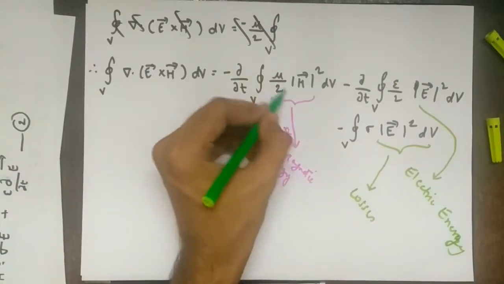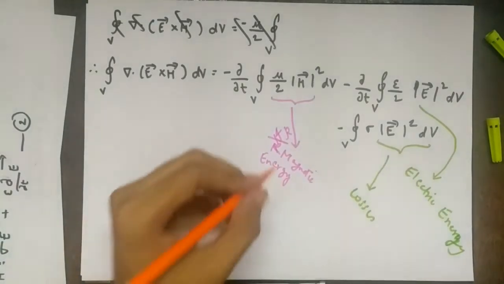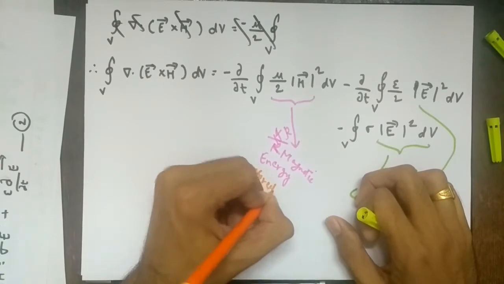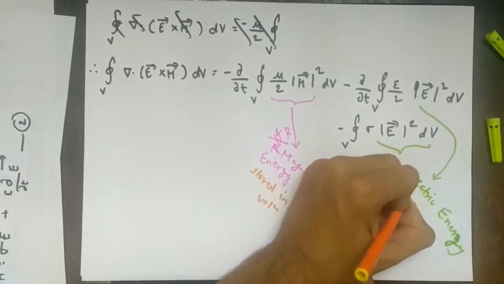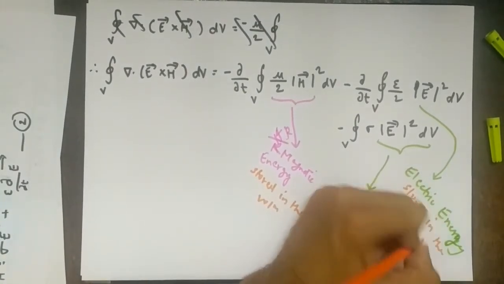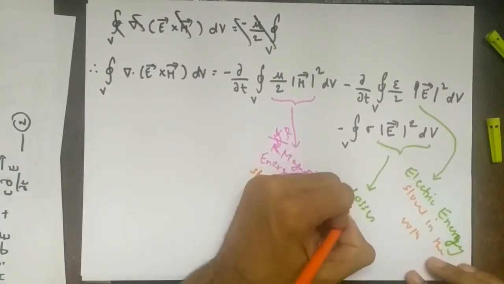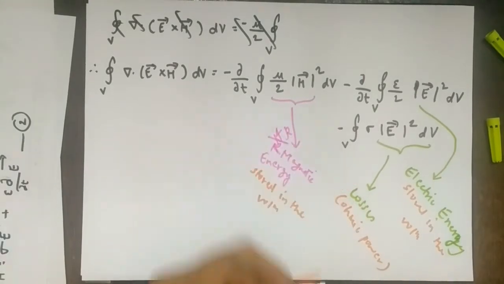So again, this is magnetic energy, but it is around the volume. So it is magnetic energy stored in the volume. Similarly, this will be stored in the volume, right? And this will be losses, strictly speaking, ohmic power losses, right?